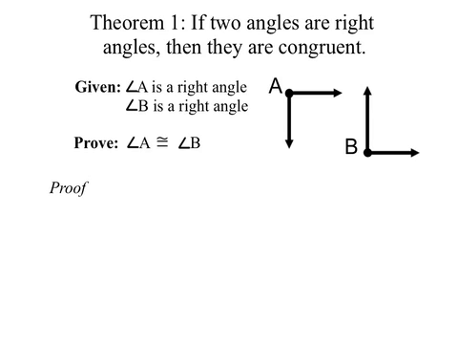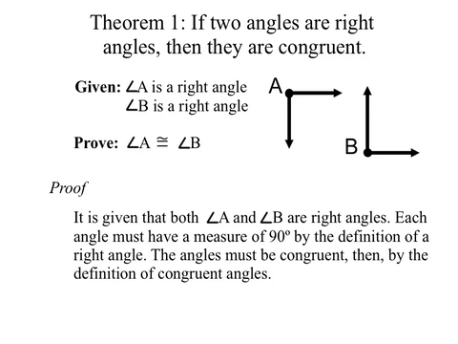And now we're going to do something called a paragraph proof for each one. We set it up pretty much the same way, but instead of 2 columns, we write a paragraph that explains our thinking. And here's my paragraph for this one. It is given that both angle A and B are right angles. Each angle must have a measure of 90 degrees by the definition of a right angle. The angles must be congruent then by the definition of congruent angles. That's a paragraph proof for Theorem 1.